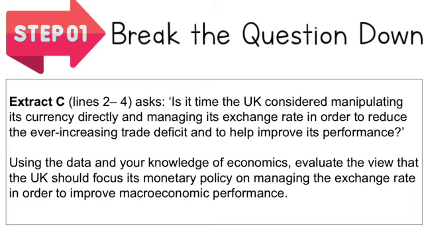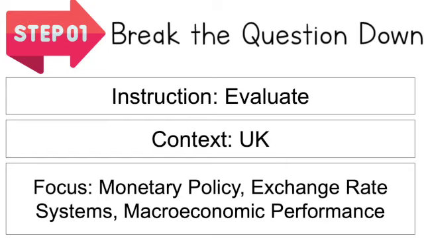So starting from the very beginning, and the beginning is the most important, and that's fully ensuring you have interpreted the question. So step 1, let's break the question down. Now, with a 25 mark question, the command term is always going to be assess or evaluate. And the context is the UK, but the UK in this situation that's been presented to you. The focus, well, actually, in this question, there's 3. There's monetary policy, there's exchange rate systems, and there's macroeconomic performance. So you have to consider all 3 or you are not tackling the demands of the question.